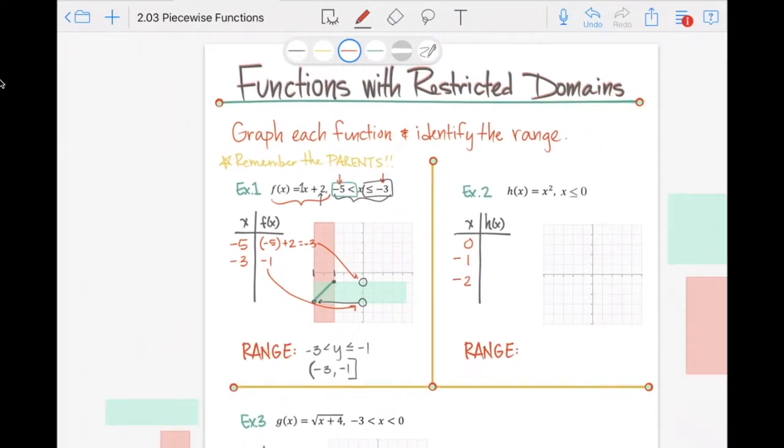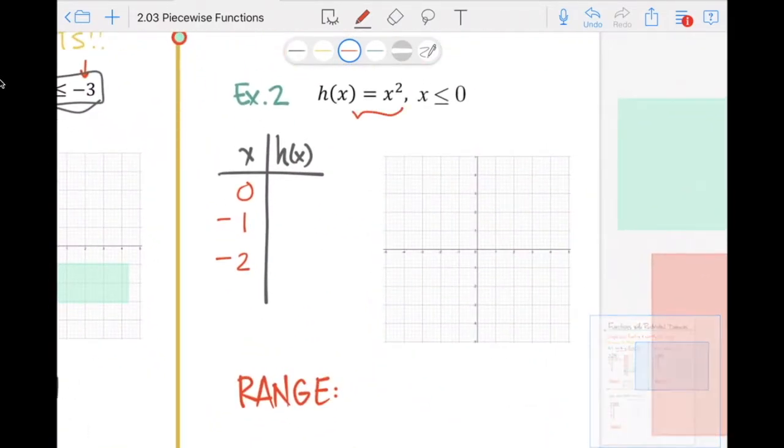Okay, so let's go on to the next one. So first thing, let's keep in mind what our parent function would look like. If you've got an x squared as your highest degree term, you know that this is going to be a parabola.